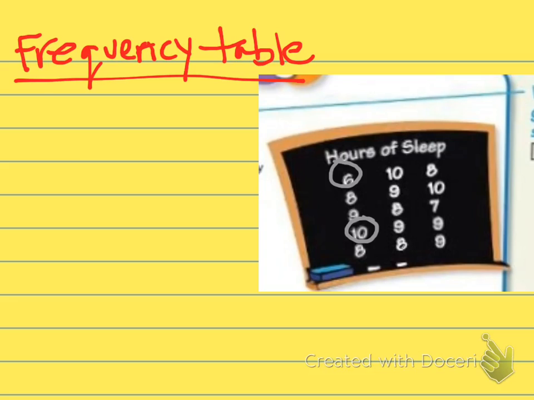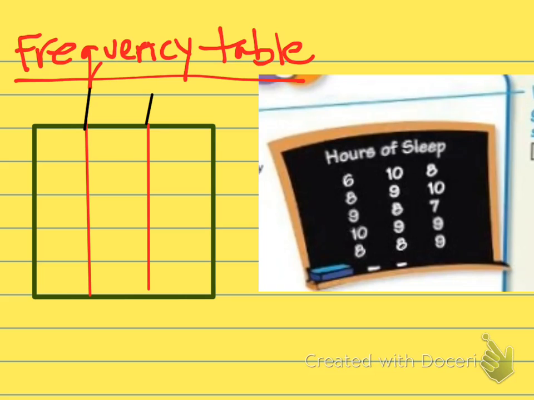And we're going to be asked to do a frequency table, which makes it easier to see how many times each number is being repeated, because looking at the hours of sleep, some of these numbers are repeated. So the way to do that is we're going to create a table. Okay, voila, here's my magical table. And in this table, we're going to get the information from here.